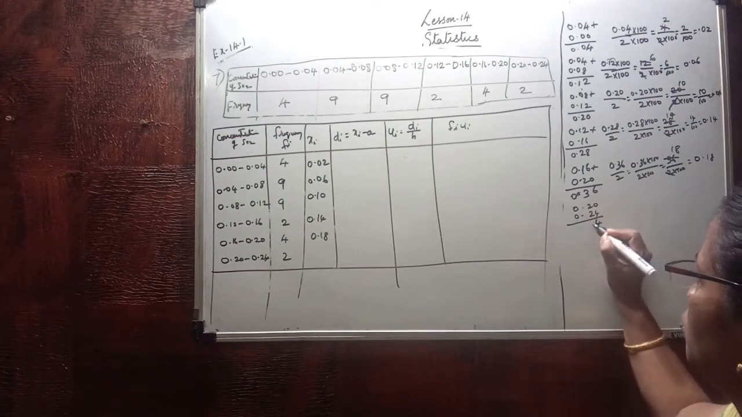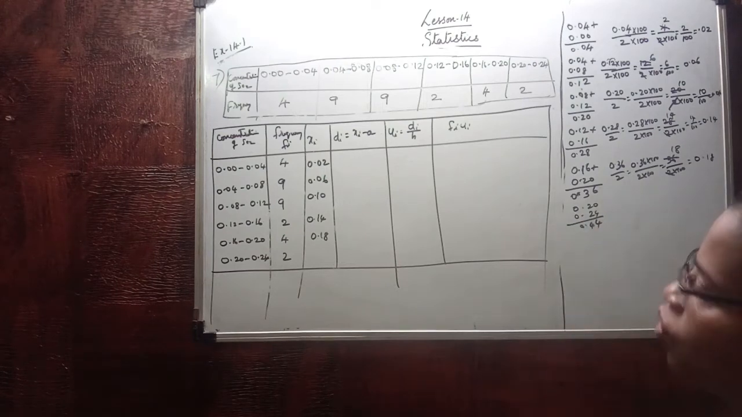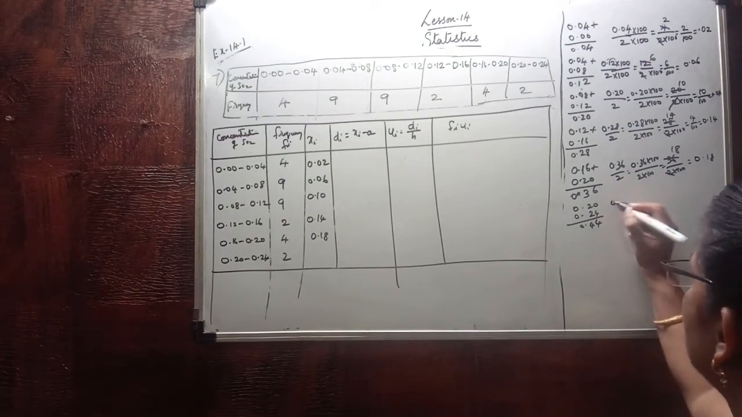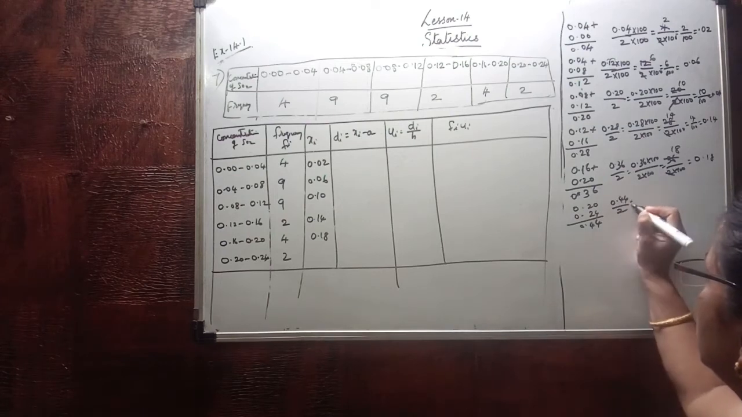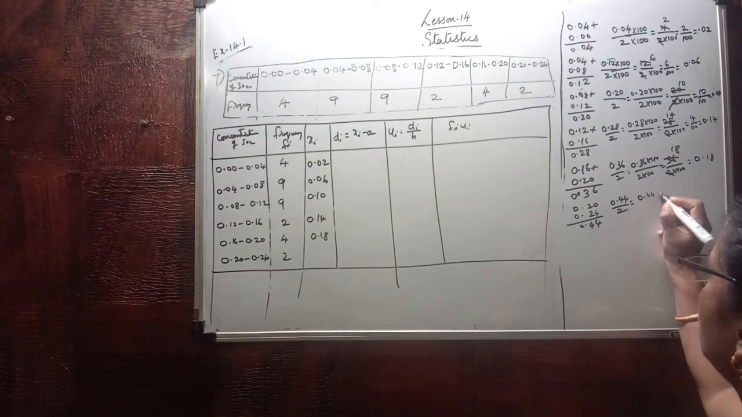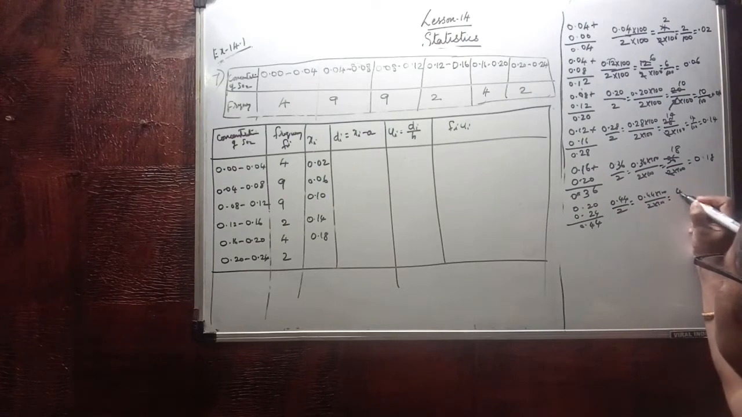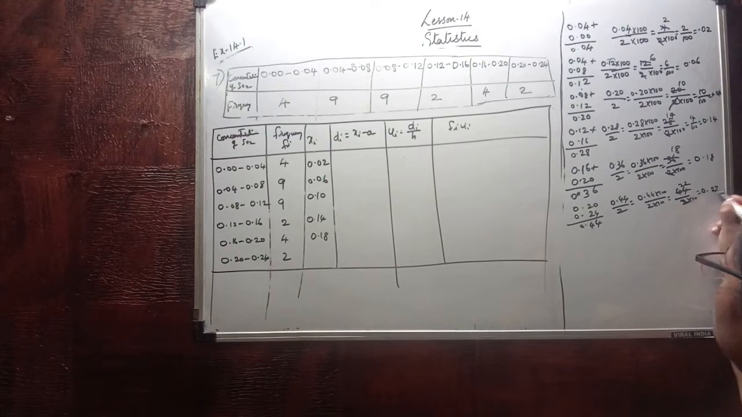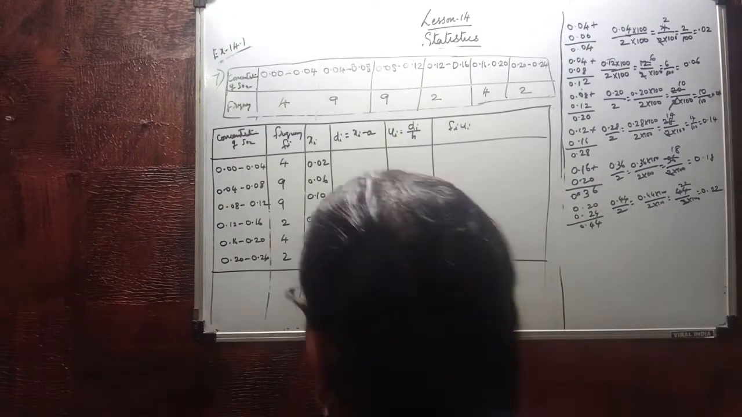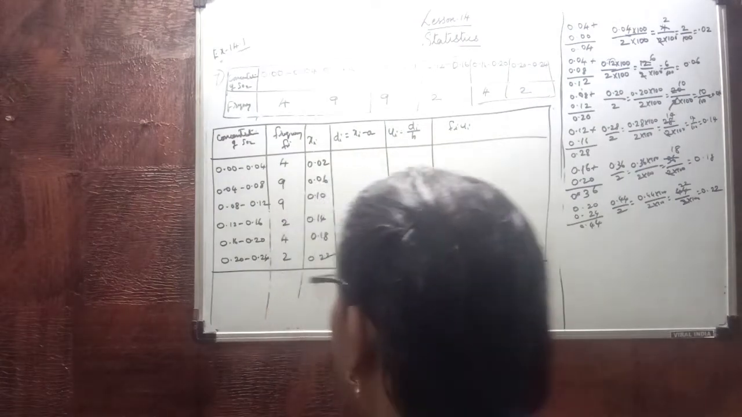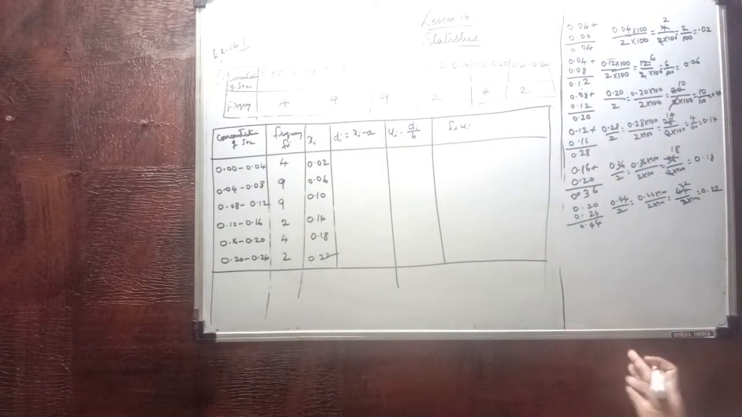4, 14, so it is 0.44 divided by 2. You will get 0.44 into 100 divided by 2 into 100, will get 44 by 2 into 100, will get 22. 22 by 100 will be 0.22. I think this one you got clear.